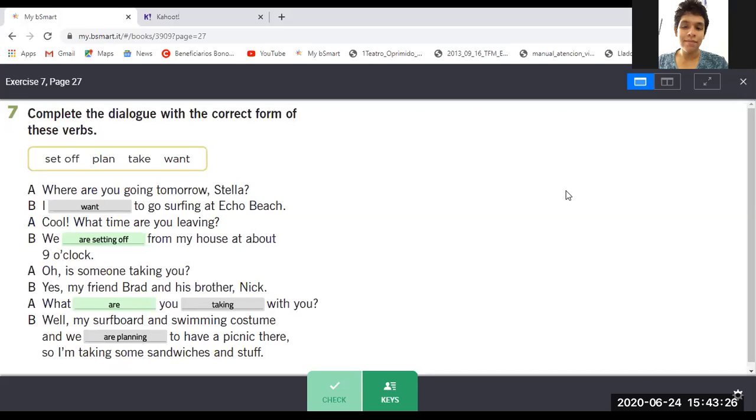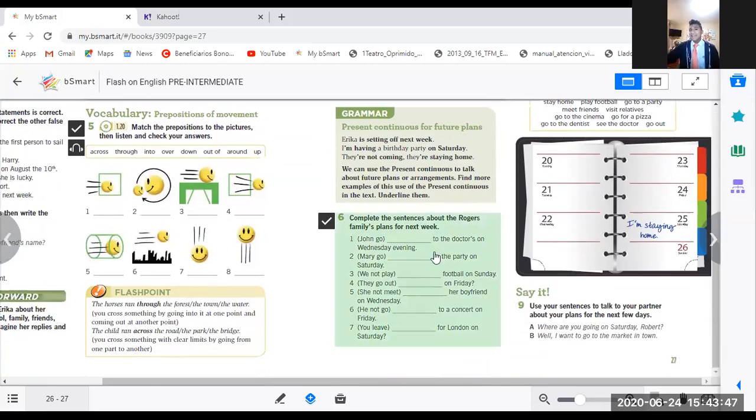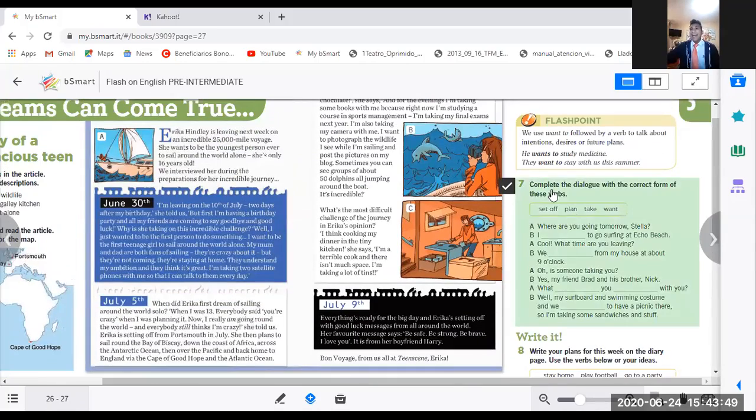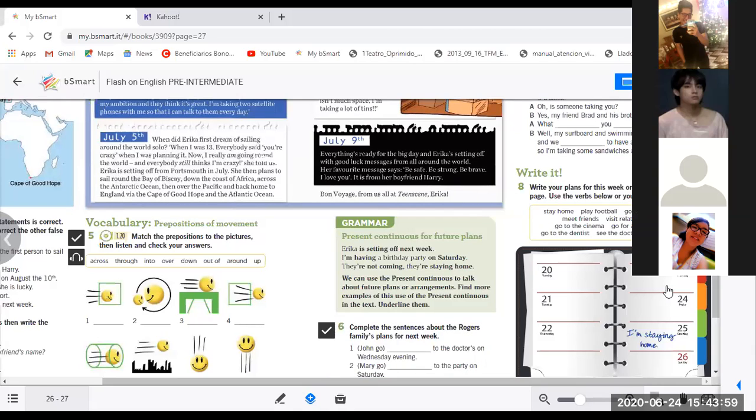The next class, we are going to see the stative verbs. These are the answers of number 7: I want, we are setting off, what are you taking, and we are planning. Now, we have completed activity number 6 and activity number 7 from your books, and these two activities are about the present continuous.